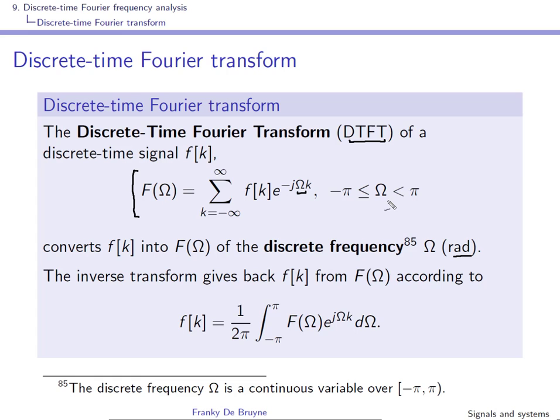We've seen in the previous section that when you sample, everything becomes periodic, and what is usually done is, of course, to consider this discrete time Fourier transform over one period, and usually it's the period from minus pi to pi. There is also an inverse transform over here, but this is not that important.